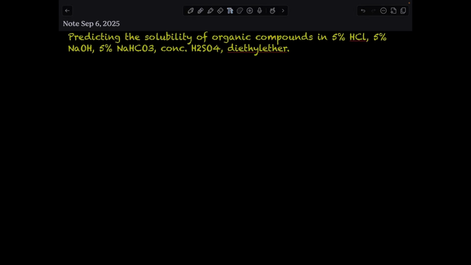In this video, we are going to predict the solubility of organic compounds in different solvents. We can see that 5% HCl, 5% NaOH, and 5% NaHCO3 are in aqueous medium. And so if a compound is soluble in water, it would also be soluble in these because these are all aqueous solutions. And then we have concentrated sulfuric acid and we have diethyl ether.